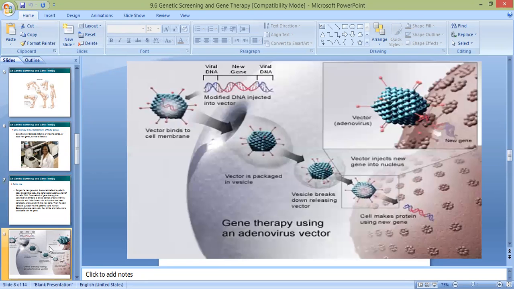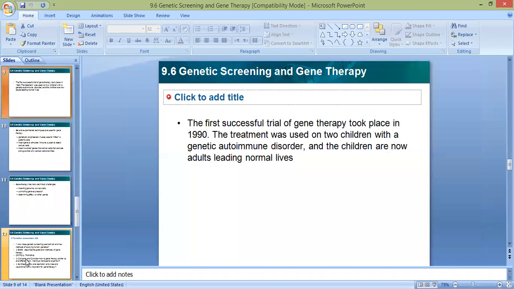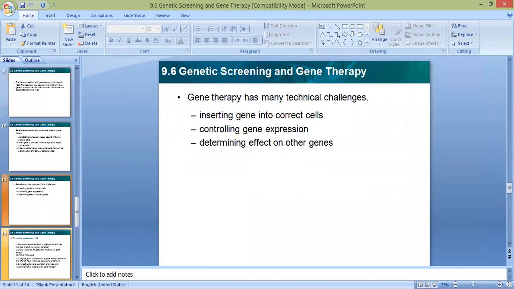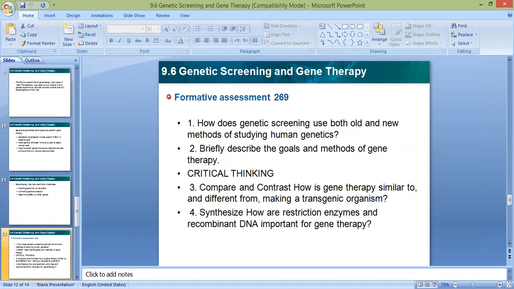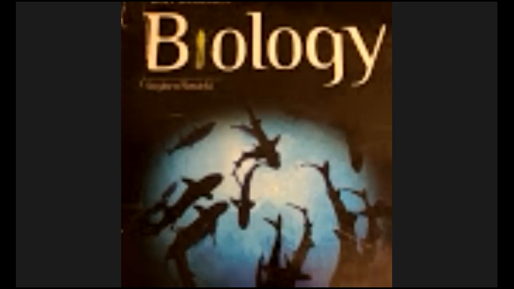Do you see this vector? They put it inside the cell. The cell has its DNA in it, and the DNA of this virus has a new gene added to it, so it is an engineered virus. They put the gene they want and add it inside the stem cell, and the stem cell will divide with the new gene. Any questions? No question?